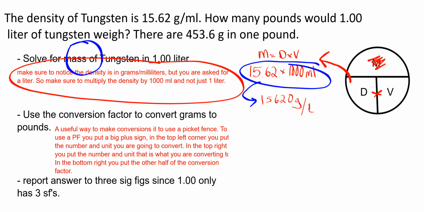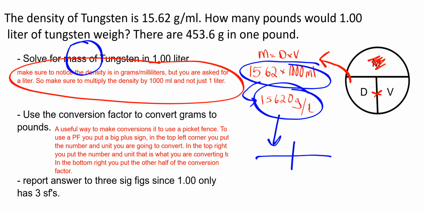And then I wrote there in red, a useful way to make conversions is to use the picket fence. You don't have to do this yet, but it will be definitely helpful in your future to learn how to use the picket fence. And we'll teach it to you as we go along. To use a picket fence, you put a big plus sign. So I literally just mean a big plus sign. In the top left, you put the number and unit you are going to convert, or the one that's given, and that would be our answer. We're going to put it in the top left.